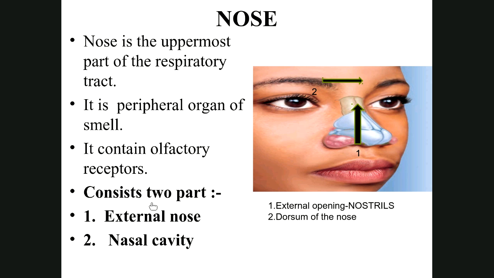The nose contains two parts. See here in this diagram, the upper part is the external nose, and internally we have the nasal cavity. The whole nose is not bone. Only the upper part of the nose is made up of bone, and the lower part, the bluish-yellowish structure here, is cartilage. The tip of the nose is made up of cartilage.